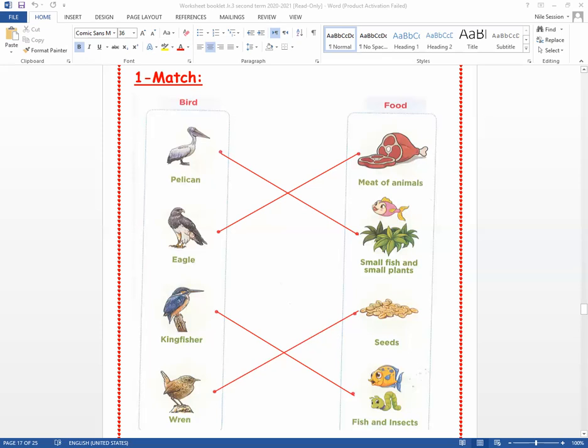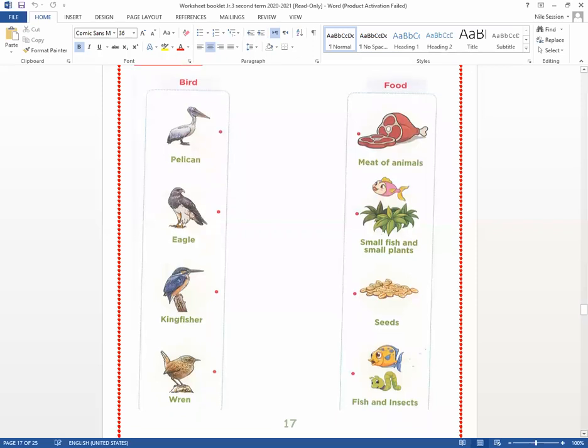Okay, Junior 3. All of you understand? Okay, now turn the page. Open page 18.